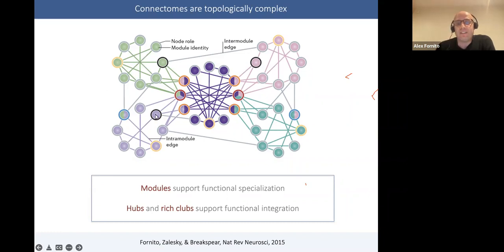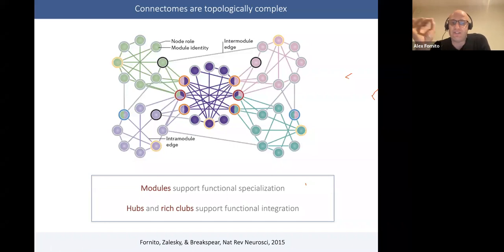Another key property is the fact that each of these modules has one or more hubs. These are highly connected nodes, and these hubs are strongly interconnected with each other, forming what we call a rich club. That's shown in purple here. So the rich club acts almost like its own module that overlaps with these more specialized modules, and it supports integration across the network. So you can imagine if I want to send a message from this node to this node here, I need to go through this rich club of hubs to do so.